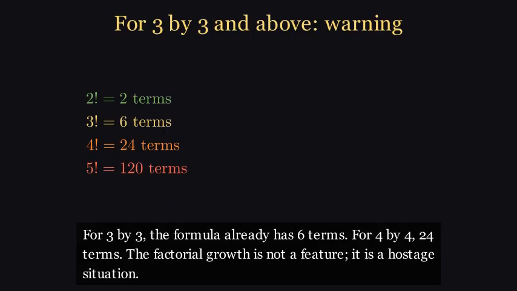For 3 by 3, the formula already has 6 terms. For 4 by 4, 24 terms. The factorial growth is not a feature. It is a hostage situation.